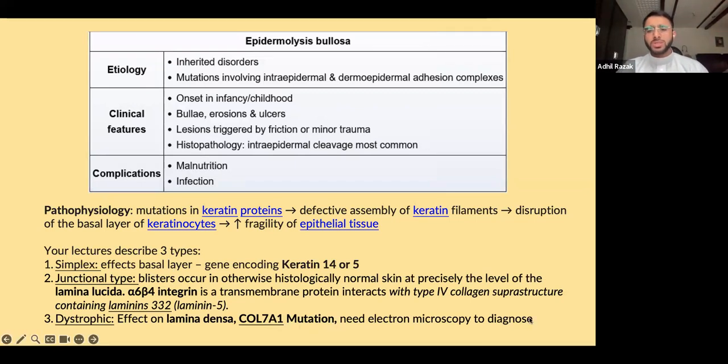In your exam, you're most likely going to be asked about either simplex or dystrophic anyway, because simplex is the most common one, dystrophic is the worst one. This one is kind of right in between. So yeah, and there's a way to remember this. I'll show you guys in a second.